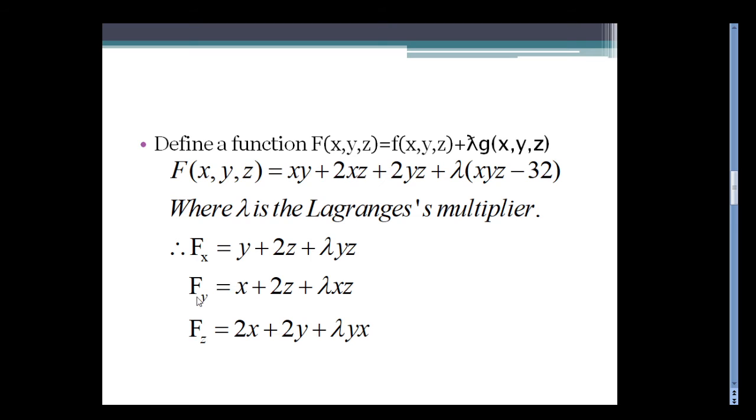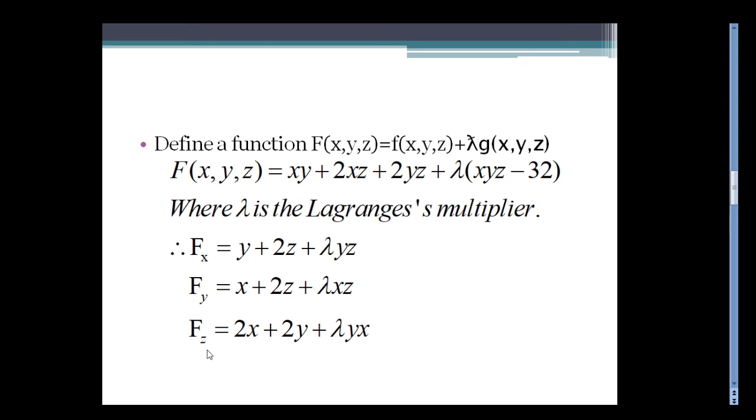Next, we differentiate with respect to y. When I differentiate with y, x is constant and y differentiation is 1, so I write x. Here there is no y, it becomes 0. Then here 2yz, when I differentiate y, it becomes 1, so I have written 2z. And here when I differentiate y, I will get lambda into x into z. And the constant term differentiation is 0. So we get x plus 2z plus lambda into xz.